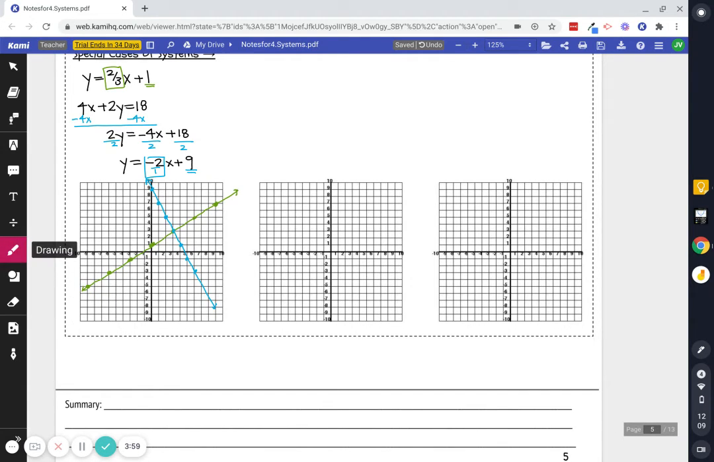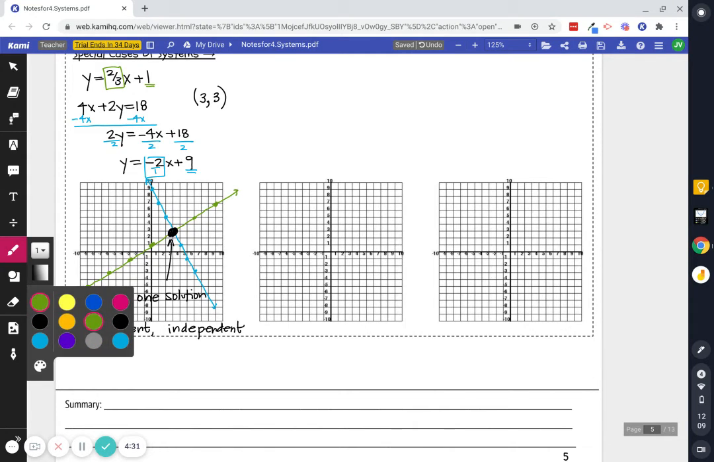Now this pair of equations is called consistent, independent, because it has one solution. And that one solution is (3, 3). Okay. Now, that'd be great if we had lots of cases like that, but we won't. We're going to have some times where we see something different.